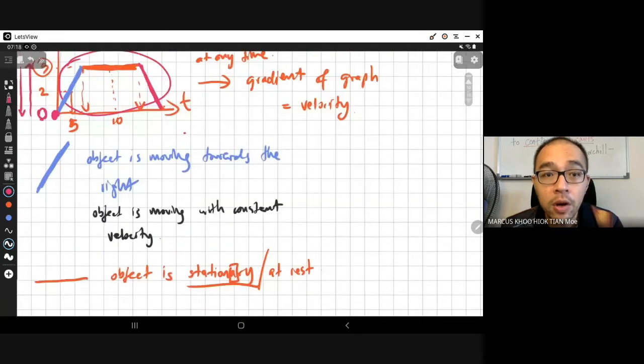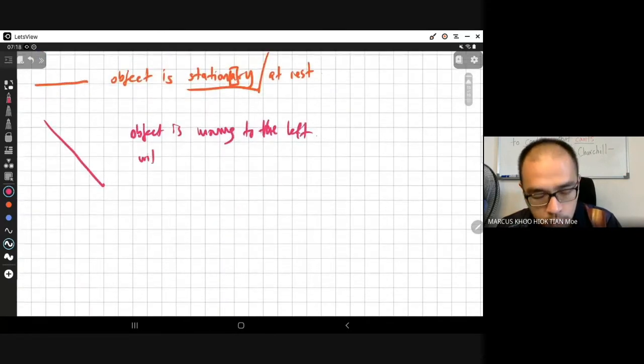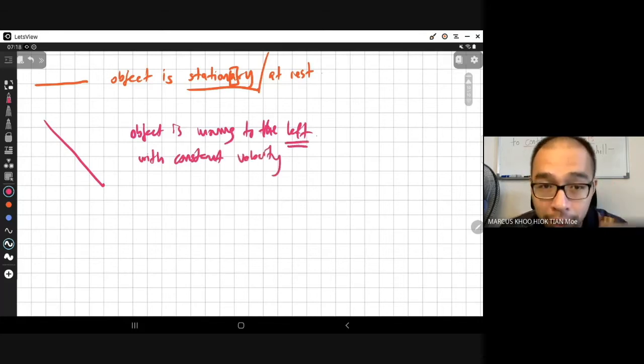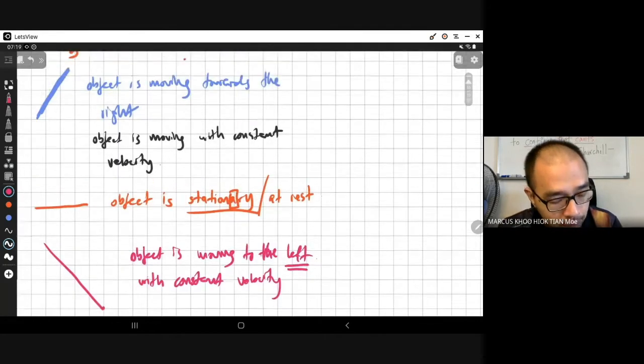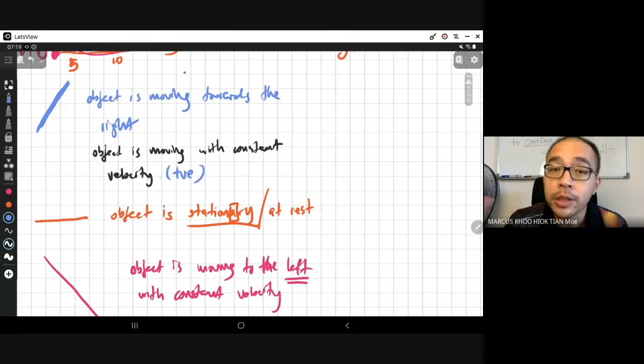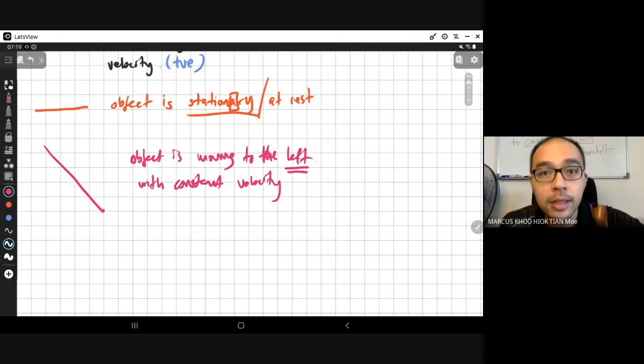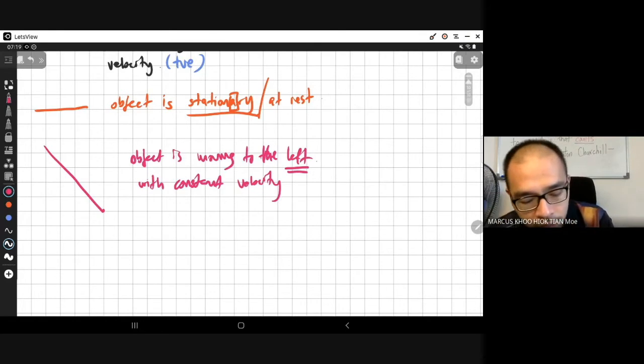But because the gradient is this way now, it is moving also with constant velocity. It is just that it is moving to the left. So in the case of the blue color line, the constant velocity is a positive velocity, because positive tells you the direction, moving to the right, whereas the pink color one, it is coming back to the zero position. So it is constant velocity, but the velocity will be a negative value.